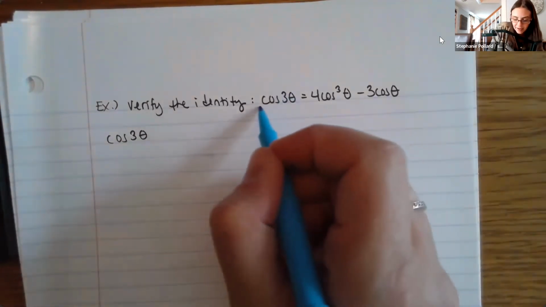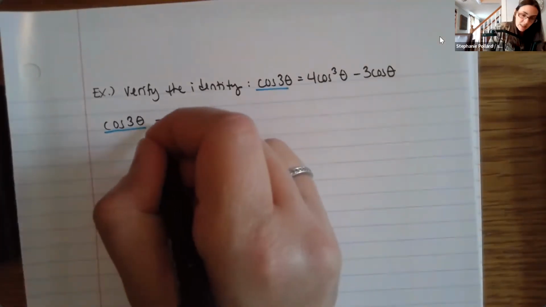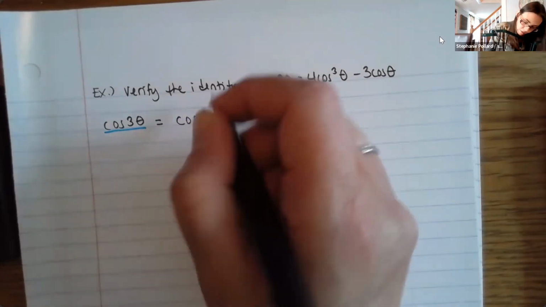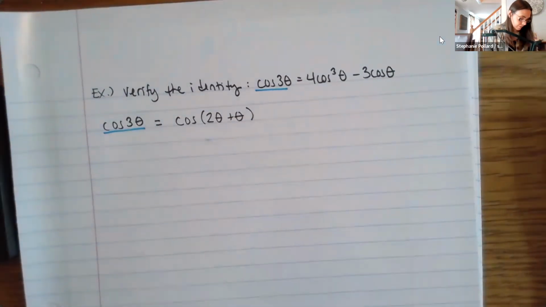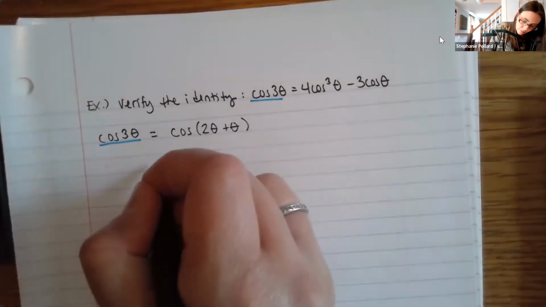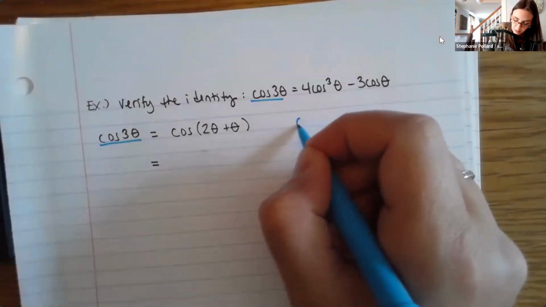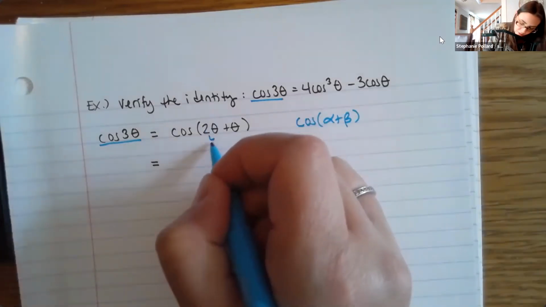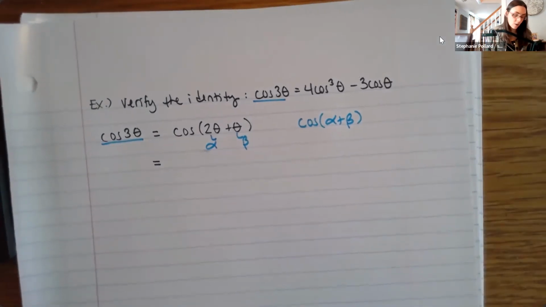Remember that when you're verifying identities, you typically want to pick one side to work with at a time. And what we're going to do here is use the idea of summing. So this is the same thing as cosine of twice theta plus theta. Now we're going to use the sum formula, and we're going to let this be our alpha and this be our beta in the formula.